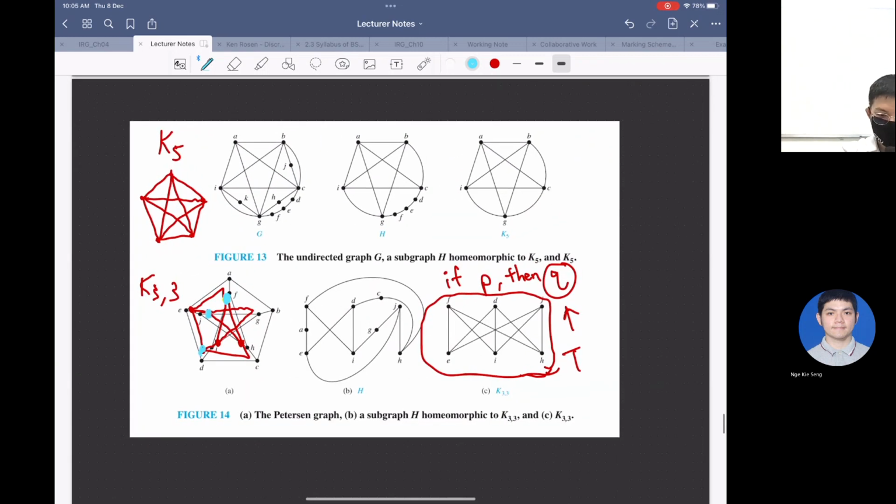Okay, just now Yiqi asked about this one, right? So how do you see this K33 as a subgraph of the subgraph? So I try to trace it out here. Okay, so this is the subgraph.